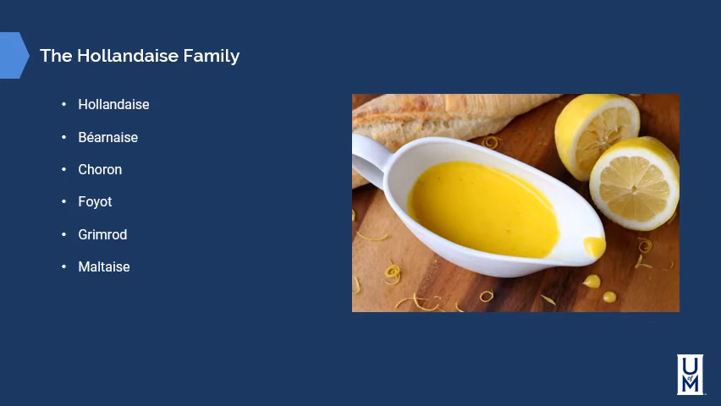Sauce Maltaise is made by substituting blood orange juice for the lemon juice in Hollandaise and finishing with blood orange zest. Sauce Mousseline, also referred to as Chantilly sauce, is made by finishing Hollandaise by folding in whipped heavy cream to lighten the sauce.